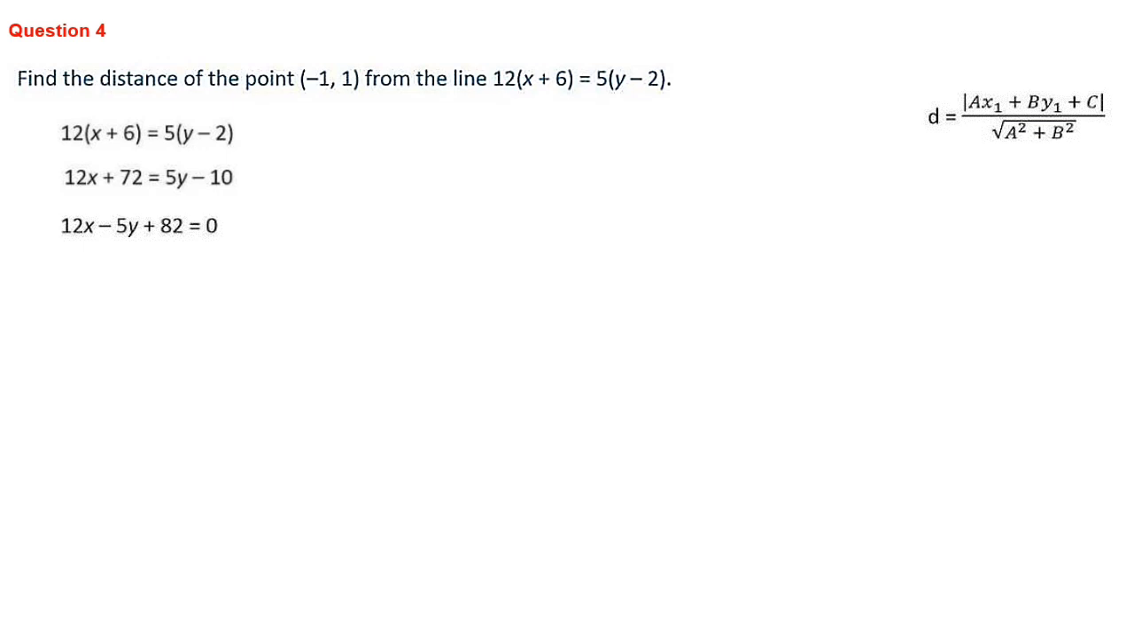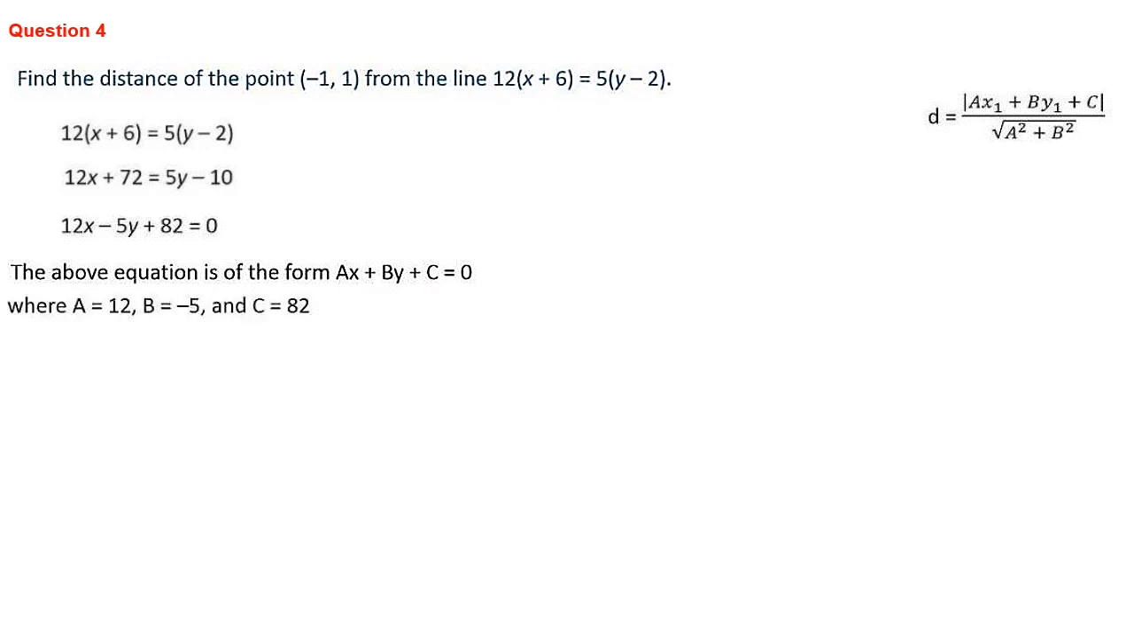Now this is okay. X term separate, y term separate, constant separate. So the above equation is of the form ax plus by plus c is equal to 0. This is the general equation of a straight line. Then a is 12, the coefficient of x. B is minus 5, that is the coefficient of y. The constant term, that is c, is equal to 82. So now we can directly put here, because we know x1 and y1 also. X1 is minus 1 and y1 is 1.